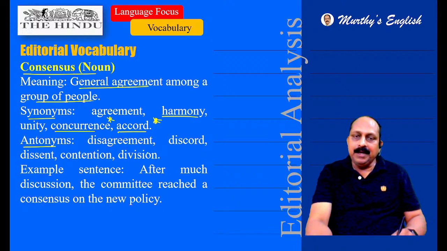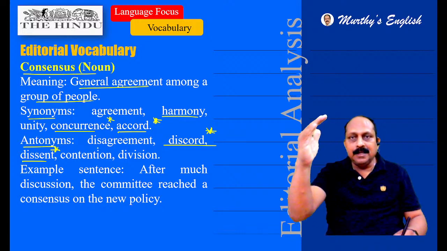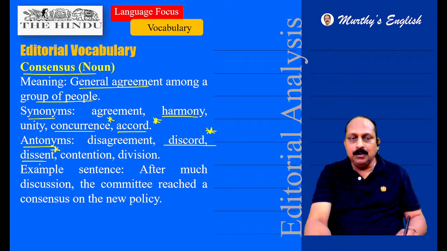Antonyms: disagreement, discord. You have to recollect apple of discord, cause of dispute. Dissent. Descent, ascent going up, descent coming down. But here look at the spelling, double S, not SC. Contention, same thing. Division. Contentious, issue, adjective. Contention, noun.